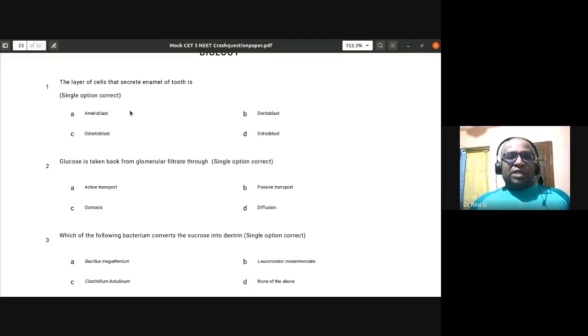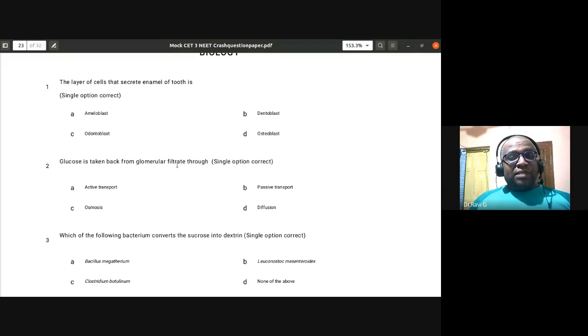So, the first question that we have under this mock CET paper 3 is: the layer of cells that secrete enamel of tooth is called as ameloblast. So the layer of cells that secrete enamel of tooth is called as ameloblast.